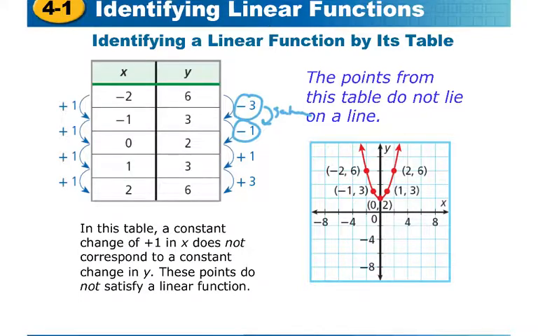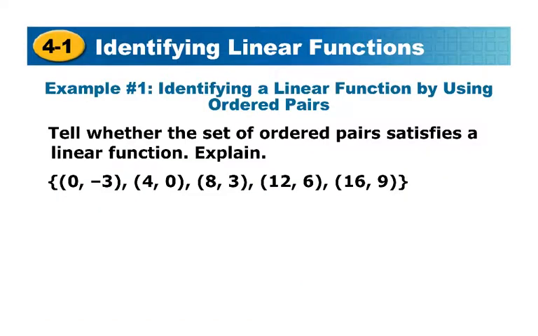So in this table, again, just a definition, a constant change of plus 1 in x does not correspond to a constant change in y, and so therefore they don't make a straight line. So, as we can see, no straight line, and so we would say by this table, we're not looking at a linear equation. No.